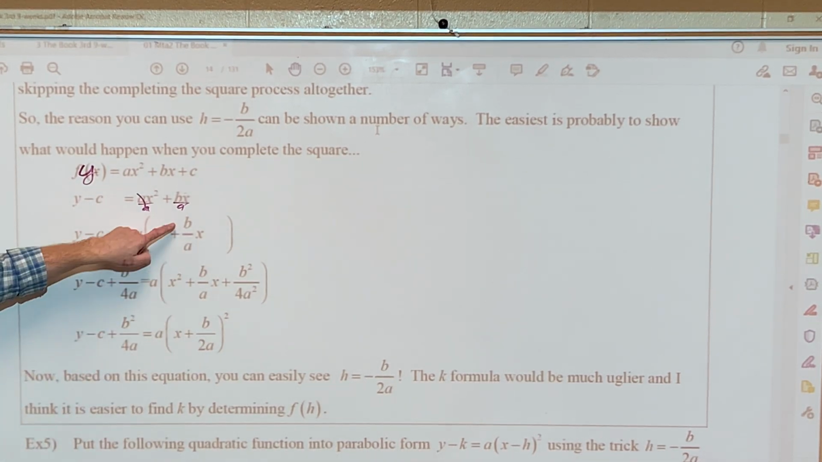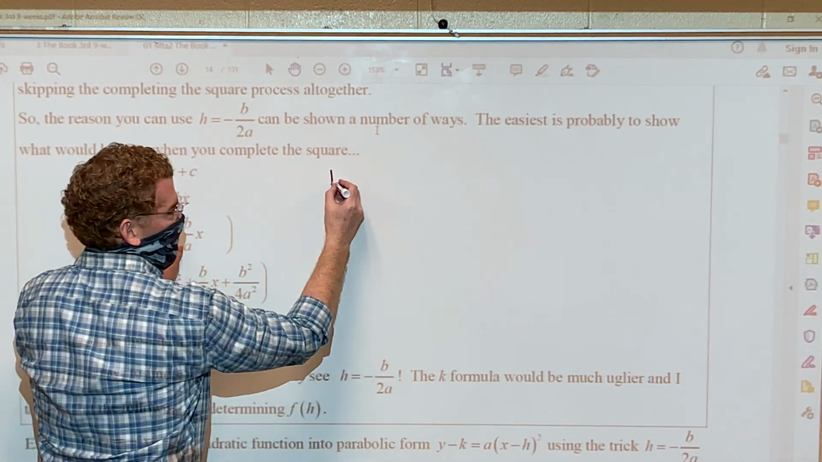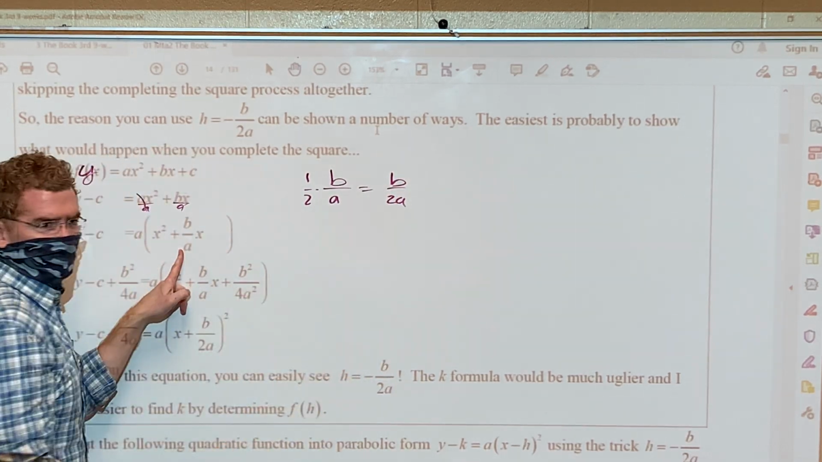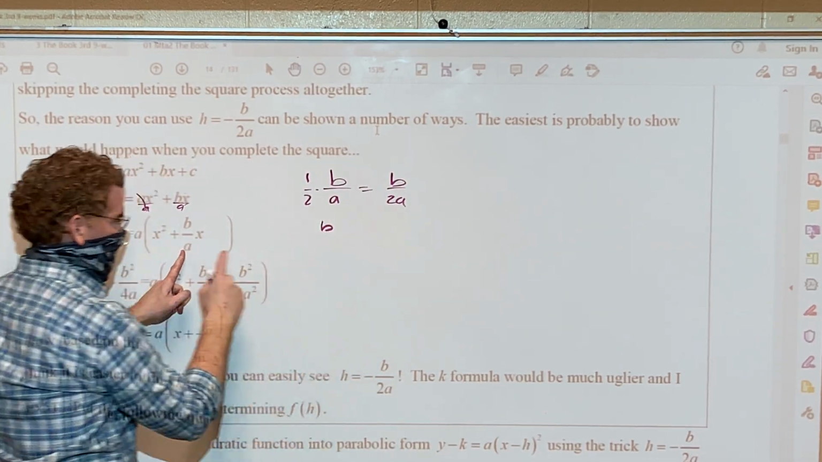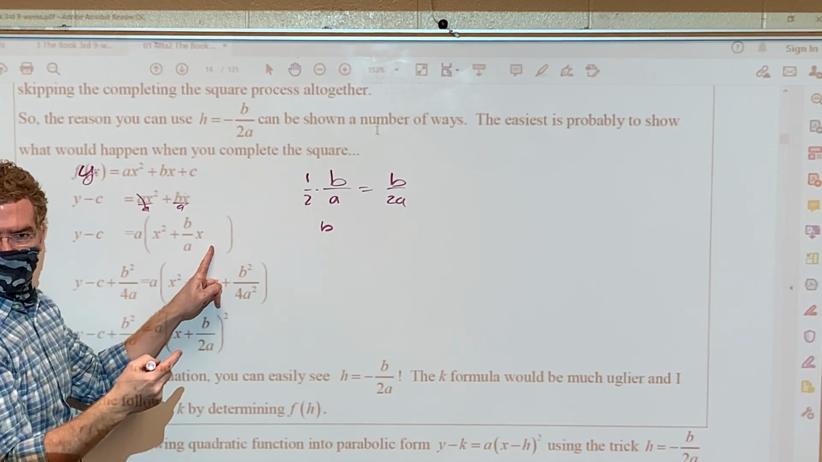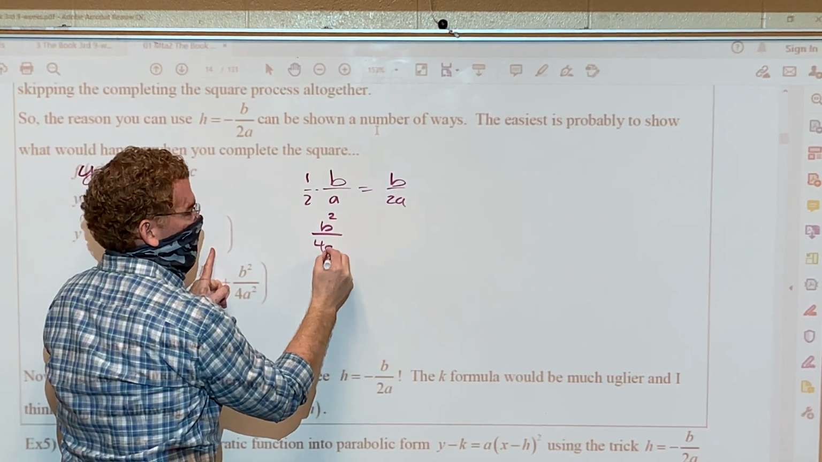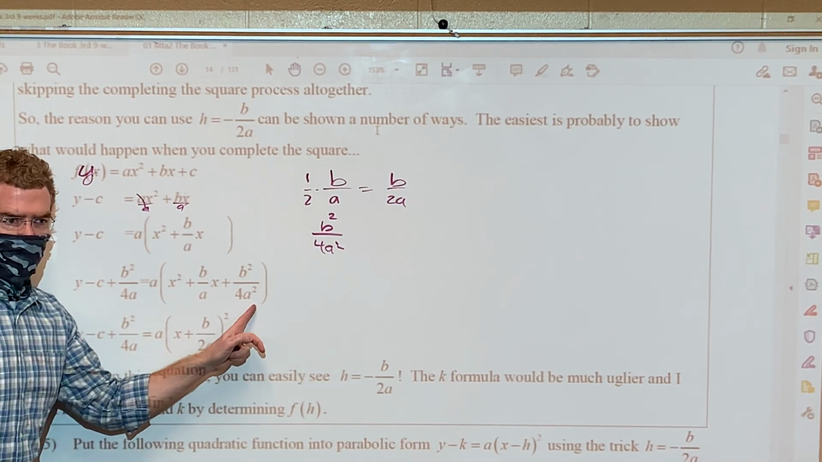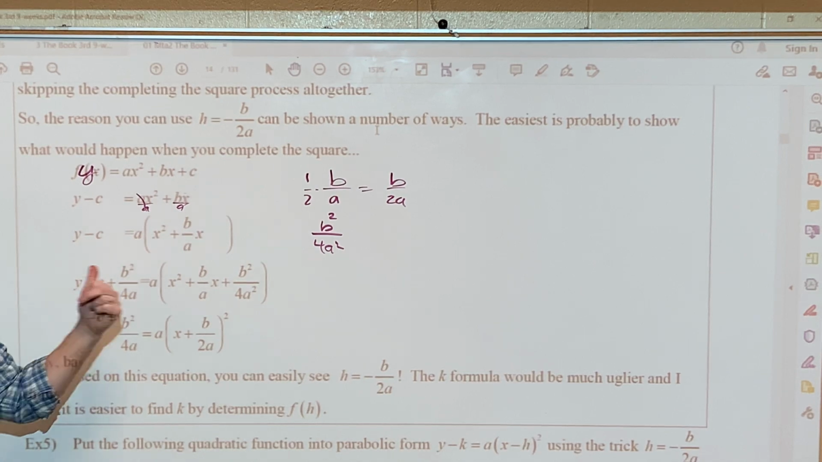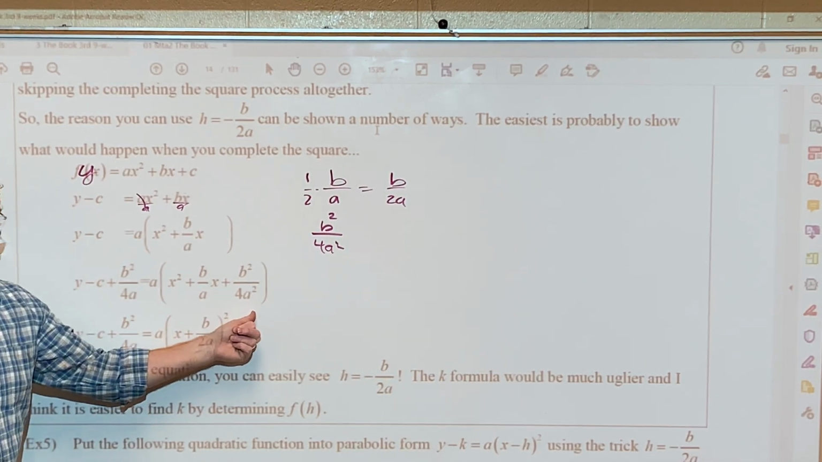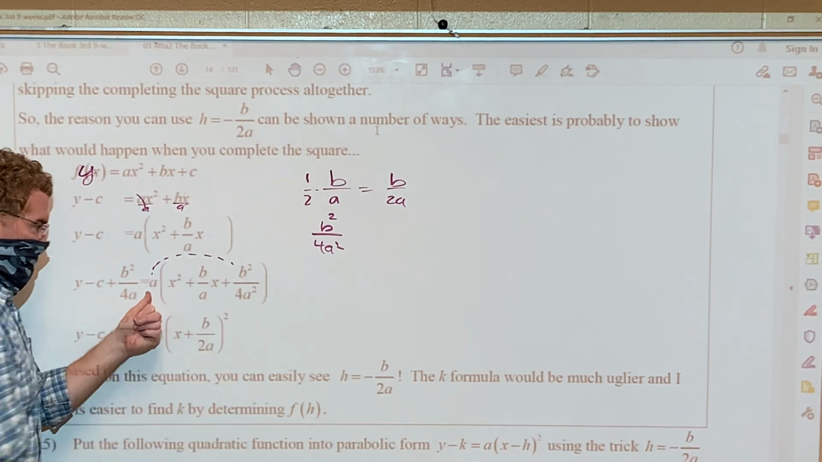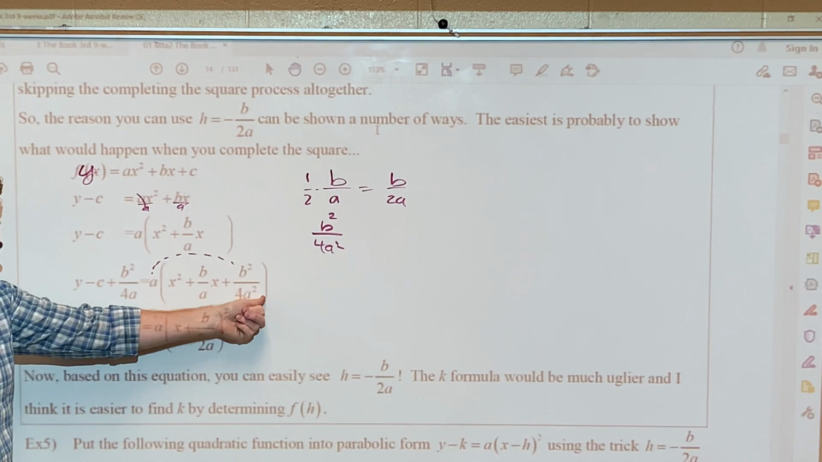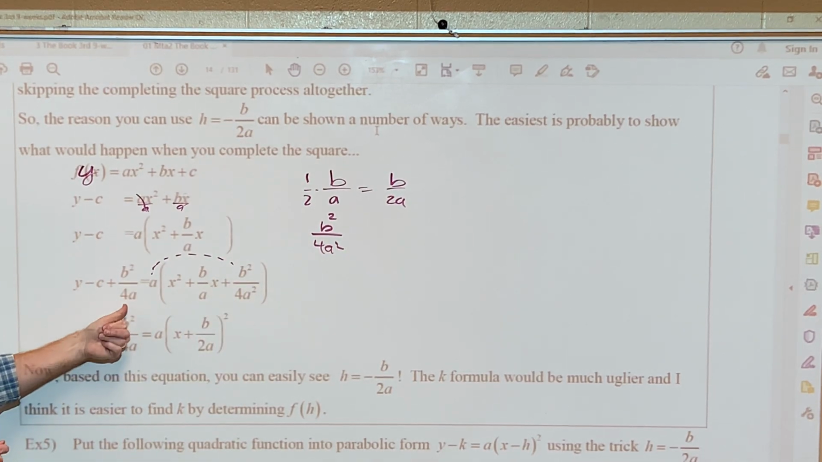You would take half of this. Half of that gives me b over 2a, and then what would you do? How do you complete the square? Square it. Squaring it gives you b squared over 4a squared. But I can't just add it here without adding it over here. So what did I really add over here? That times that, which would be a b squared over 4a squared, which means one of the a's would cancel, which is really b squared over 4a.